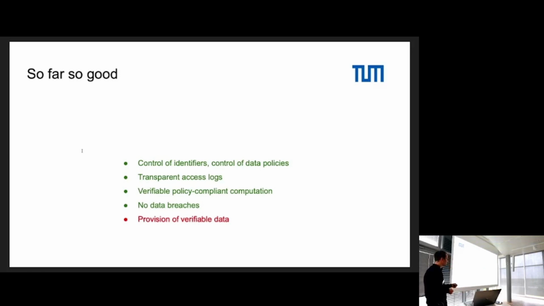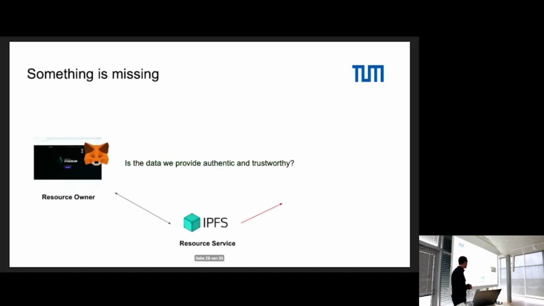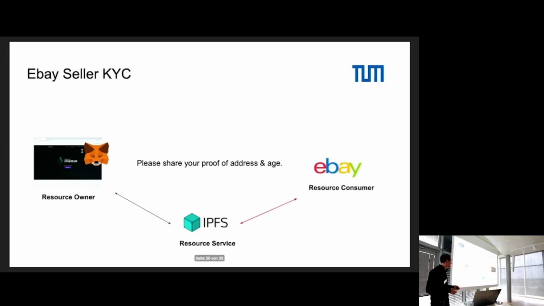And then you get verifiable policy-compliant computation. And hopefully in a decentralized setup, it's more difficult to basically breach data. However, the question remains, how do we provision verifiable data? And this is a big question, because eBay could ask, is the data you actually put here in the decentralized storage authentic and trustworthy? Or did you just come up with random data and put this into the storage?